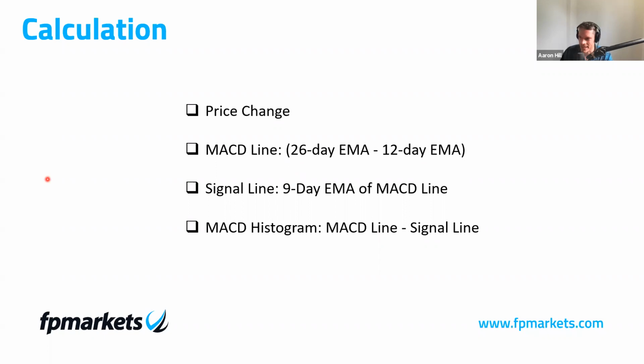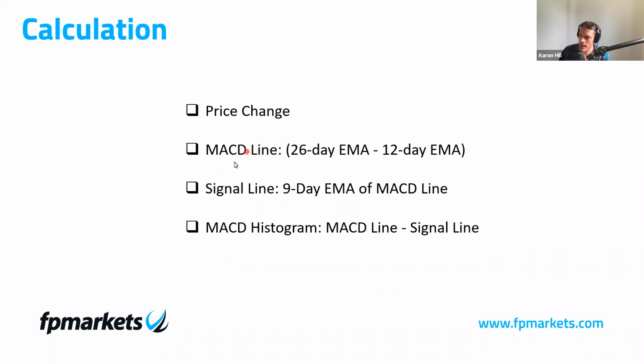Now, if you think about it, it really takes four calculations to get to the final part of the calculation, the histogram. So it's almost a four-stage process before we can complete this calculation. So the 12-day and 26-day EMAs, as you can see here, are calculated based on, of course, price change. This is your first calculation, derived from price, and then those two EMAs are used to calculate the MACD line.